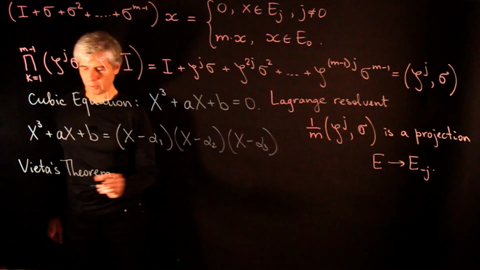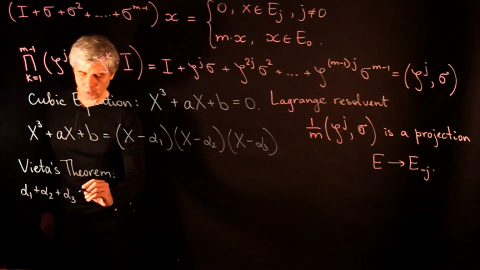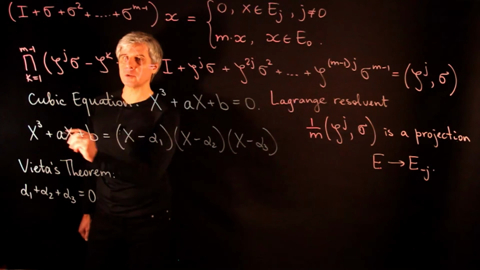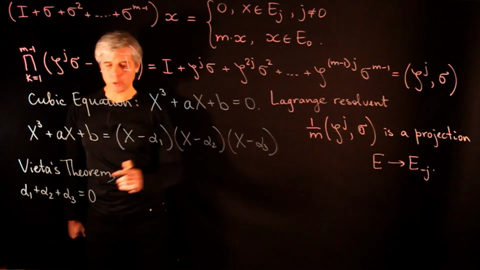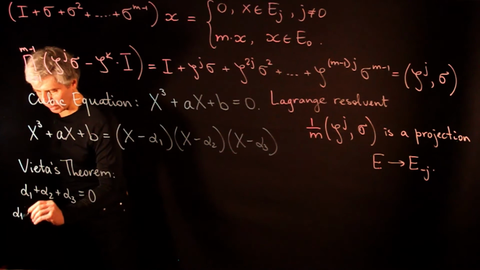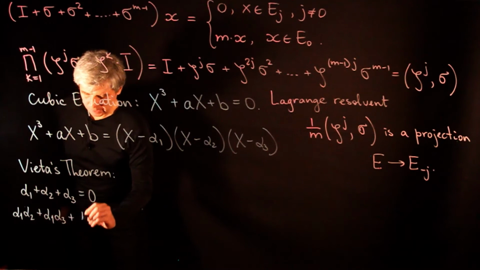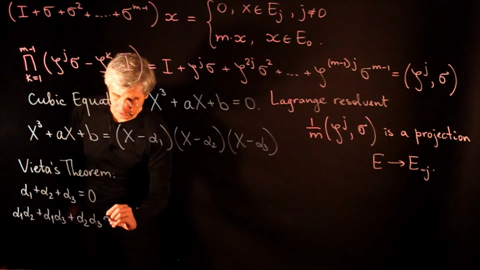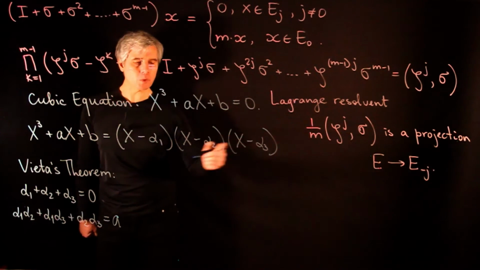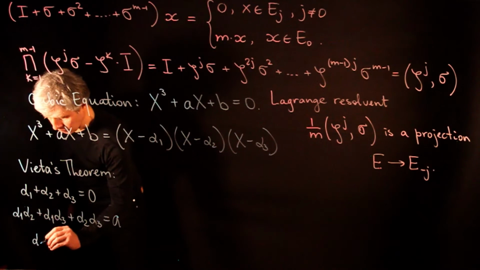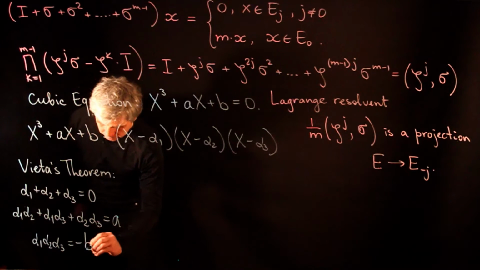The sum of the roots of this equation, alpha 1 plus alpha 2 plus alpha 3, is going to be 0, because we don't have the quadratic term here. Then the coefficient a is the sum of pairwise products of the roots. So we have alpha 1 times alpha 2 plus alpha 1 times alpha 3 plus alpha 2 times alpha 3 is equal to a. And finally, the constant term is the product of the roots with a negative sign. So alpha 1 times alpha 2 times alpha 3 is equal to minus b.